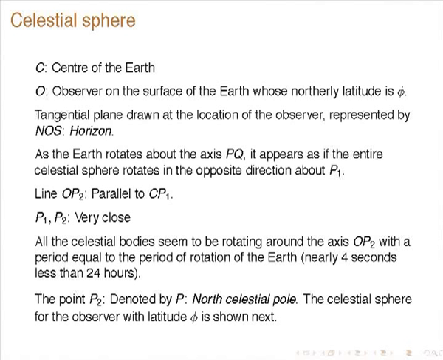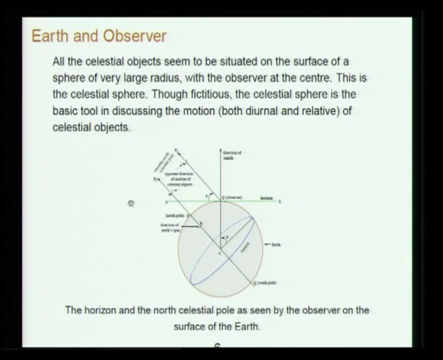As the earth rotates about the axis, it appears as if the entire celestial sphere rotates in the opposite direction about CP1. Okay. Line OP2 is parallel to CP1. So, it looks as if everything is rotating around this axis.